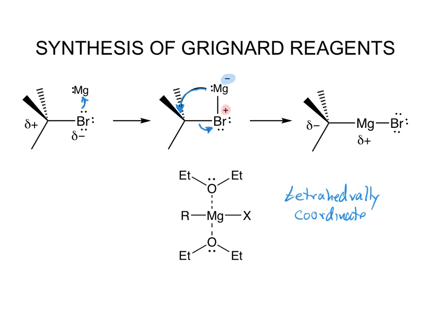Right? Interacting with four things in a tetrahedral arrangement. And so the carbon-based group and the halide form two of them, and then the oxygen from two molecules of the ether form the other two interactions to stabilize the transition state in the formation.